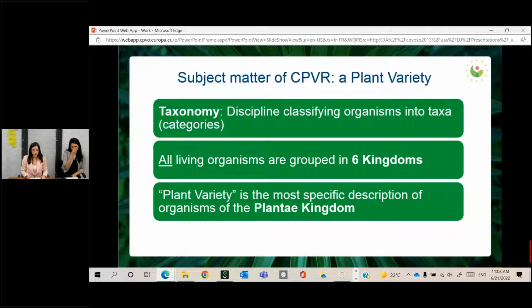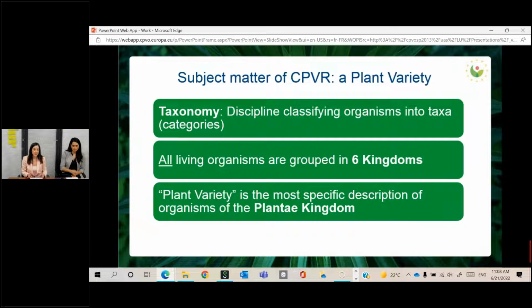So first of all, we need to know what is the object of protection. So what is the subject matter of a European Union plant variety right? So that is the plant variety. And to understand what a plant variety is, we need to understand a bit about the taxonomy discipline here.